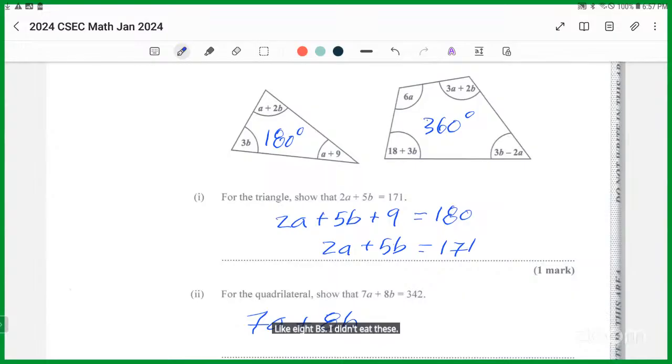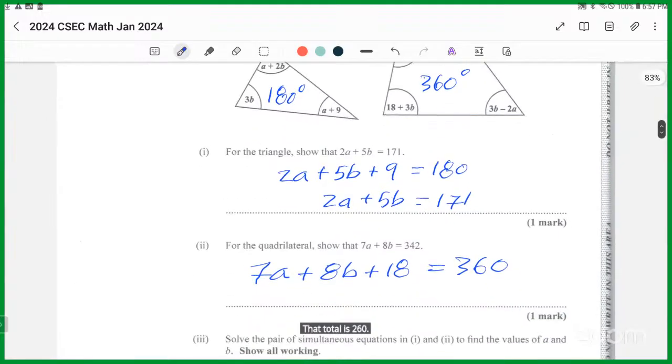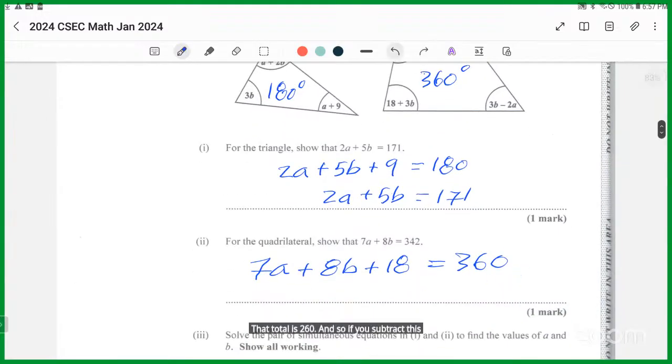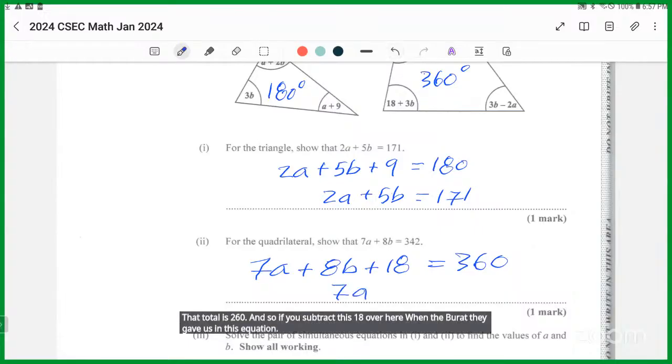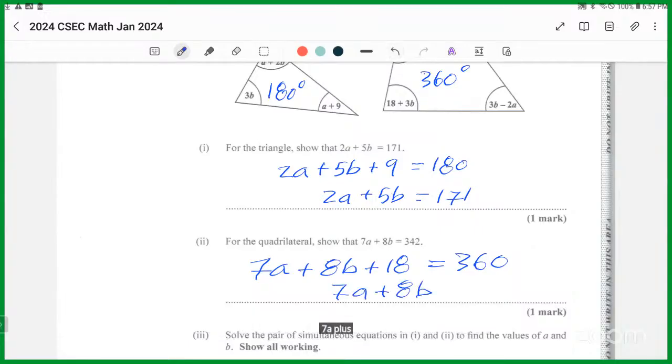And then in terms of the numerals, that's the only number. That's 18. We're adding 18. And that total is 360. All right? That total is 360. And so if you subtract this 18 over here, we end up with what they gave us in this equation: 7A plus 8B is simply 342. 1 mark for that. Good?